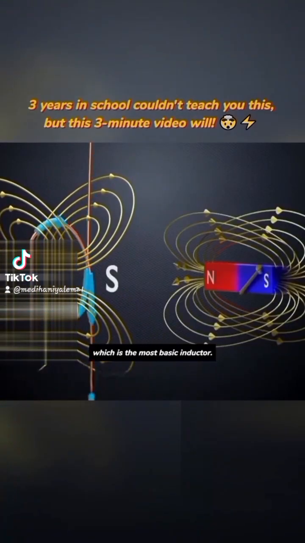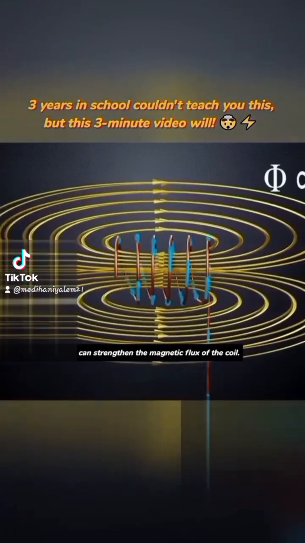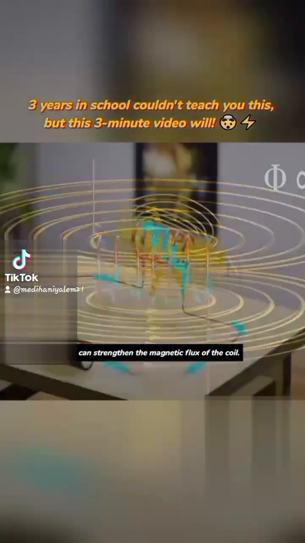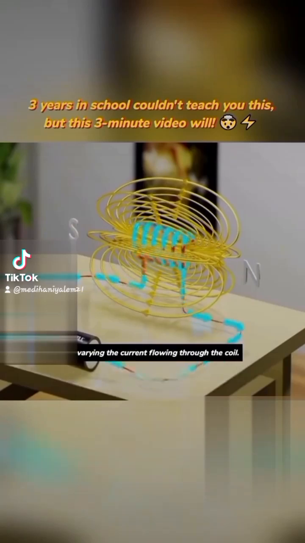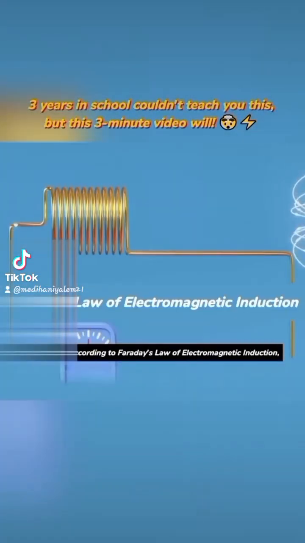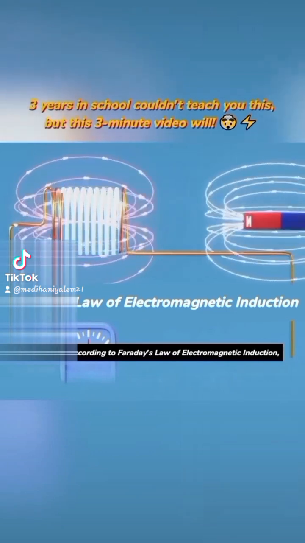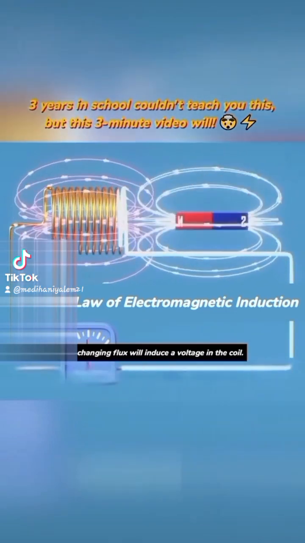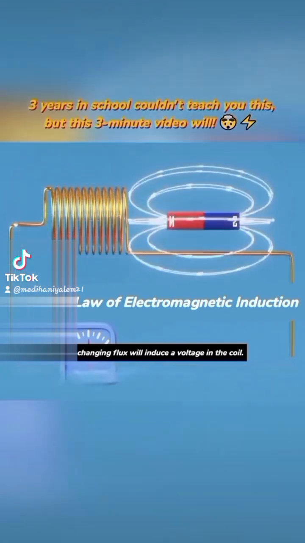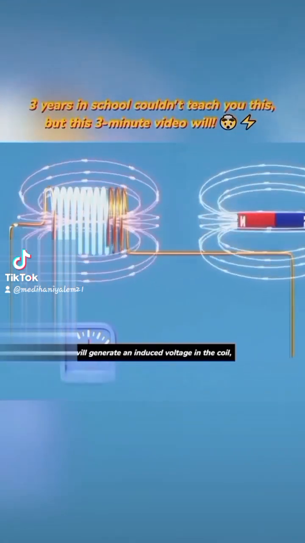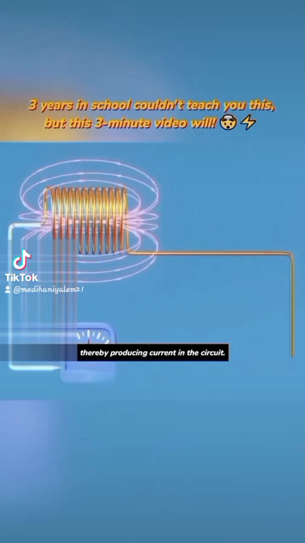the most basic inductor. By increasing the number of turns in the coil, we can strengthen the magnetic flux of the coil. We can also change the magnetic flux by varying the current flowing through the coil. Conversely, according to Faraday's law of electromagnetic induction, when the magnetic flux through a coil changes, this changing flux will induce a voltage in the coil. The changing magnetic flux will generate an induced voltage in the coil, thereby producing current in the circuit.